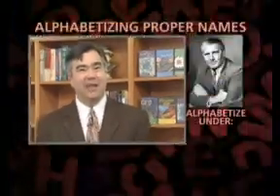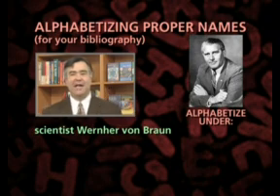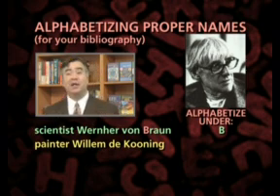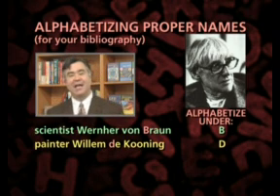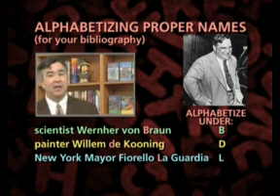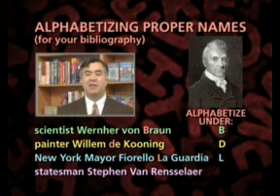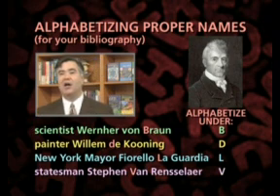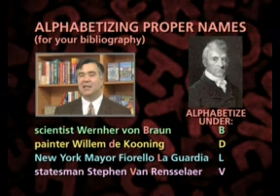Actually, even this isn't always as simple as you might think. Alphabetizing authors' names can sometimes be tricky, especially with foreign names. Here are a few examples that illustrate how tricky proper names can be. Scientist Werner von Braun, for example, would be alphabetized under B, not V. Painter Willem de Kooning would be alphabetized under D, not K. New York Mayor Fiorello LaGuardia would be listed under L, not G, and statesman Stephen Van Rensselaer would be listed under V, not R.